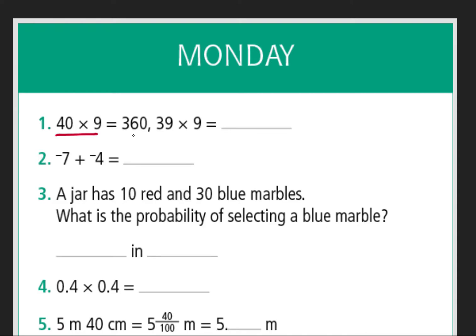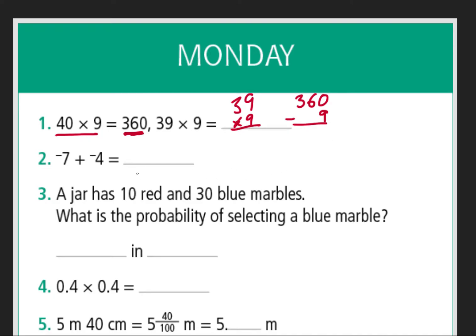40 multiplied by 9 gives you 360, okay? And they're asking, what is 39 multiplied by 9? Well, that's going to be 1 less 9 than we got in our answer here of 360. So instead of multiplying 39 by 9 and getting our answer, which would work, what we could do instead is do 360, take away 9, and that'll give us our answer if we find the subtraction easier than the multiplication.